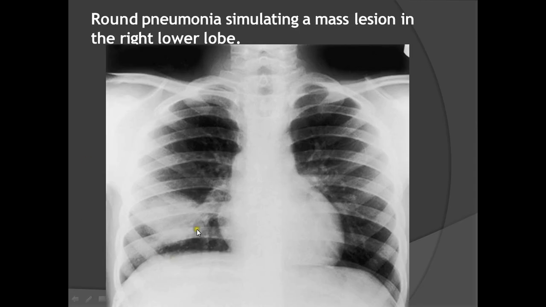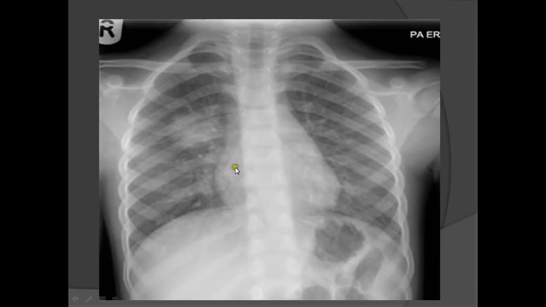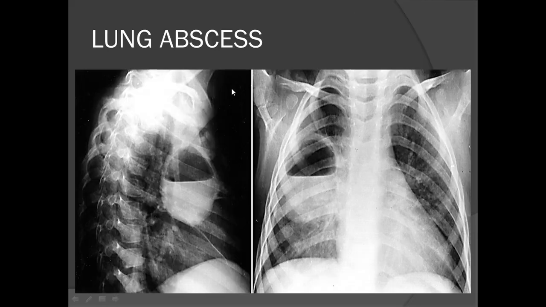So here is a good depiction of the round pneumonia. There is a rounded opacity which can be mistaken for a mass, but remember this is a round pneumonia. So don't forget to follow this patient after an antibiotic course. Then this is another patient having round pneumonia.